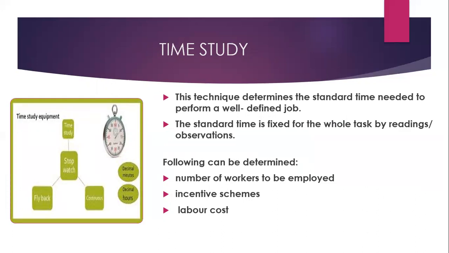If you follow this, you can determine the number of workers to be employed, incentive schemes, labor cost, right? So time study will help you to determine all these things. That this much time is taken to produce these many units. So how many people would be required if we want X units to be produced?